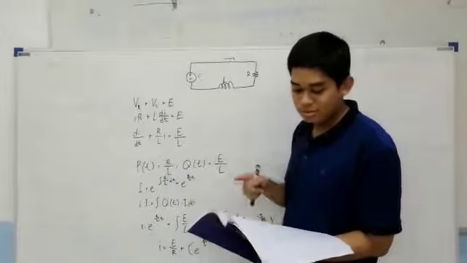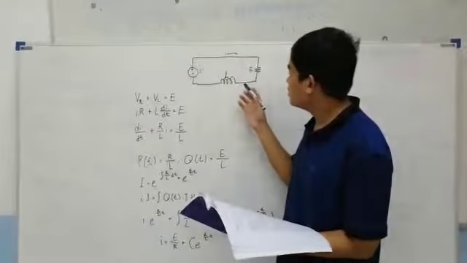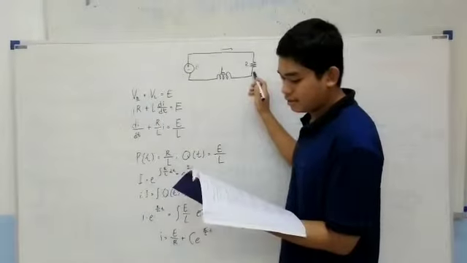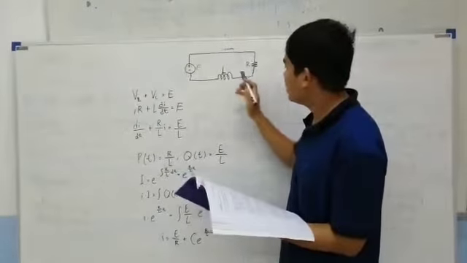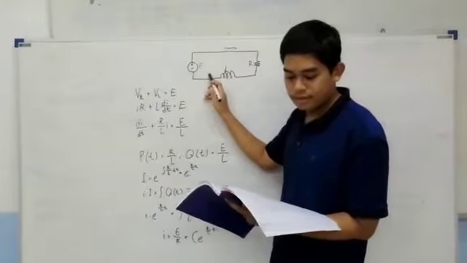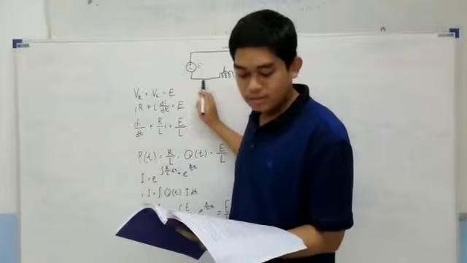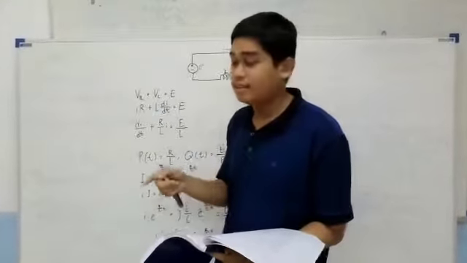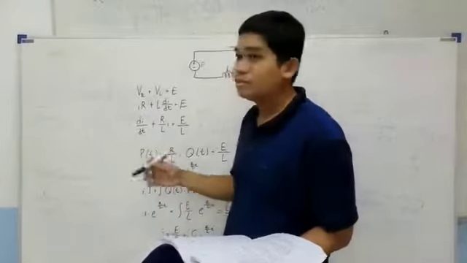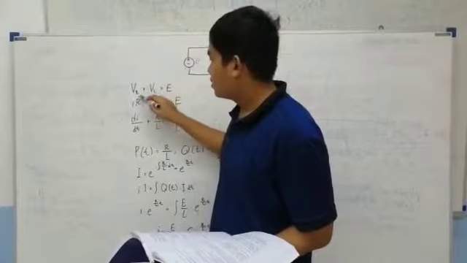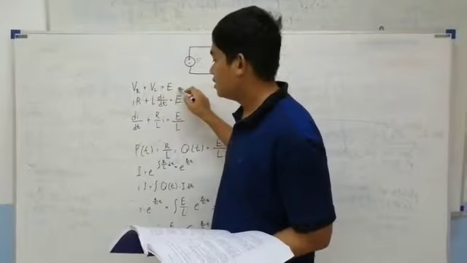Exercise 1E question 2. Given the figure with the resistor R connected to inductor L in series with a constant E. In the first question, we have to obtain the first-order differential equation for the current I at the time of T. Firstly, we have to use the formula VR plus VL equal to E.